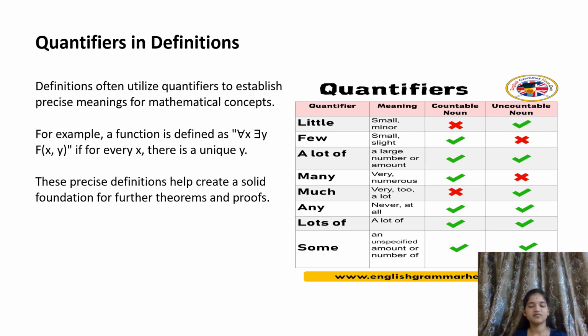Quantifiers in definitions. The definitions often utilize the quantifiers to establish precise meaning for the mathematical concepts. For example, it is defined as: for all x there is a unique y. These precise definitions help create a solid foundation for further theorems and proofs. In this also we can say many quantifiers like little, few, a lot of, many, much, any, lots of, some. These quantifiers are used in many ways.